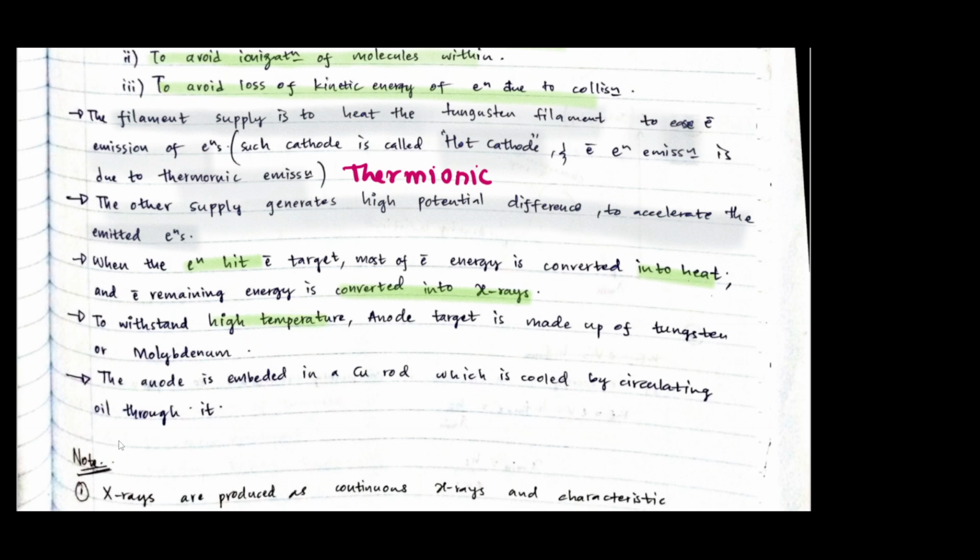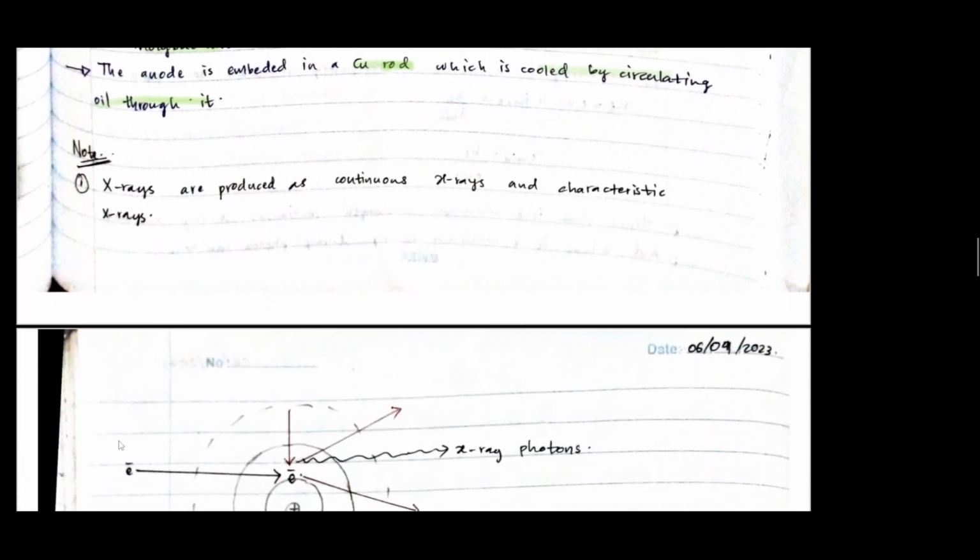To withstand high temperature, the anode target is made up of tungsten or molybdenum. These two materials can withstand a lot of heat. That is why we use them as the anode target. And this anode target is embedded in a copper rod which is cooled by circulating oil through it, as we discussed. Let's go through the notes.